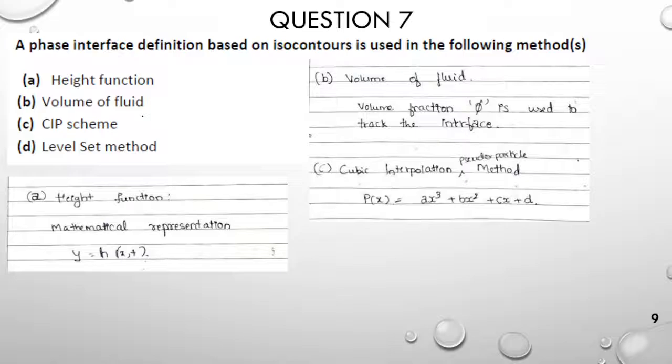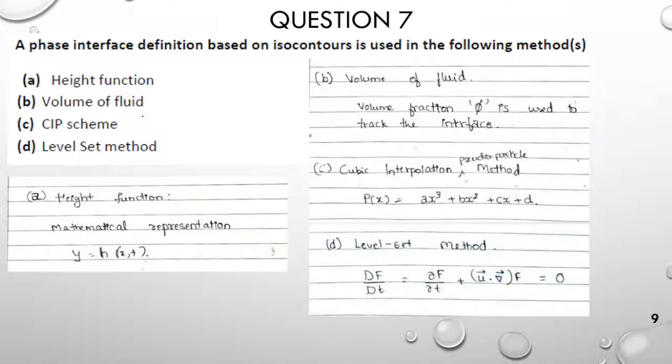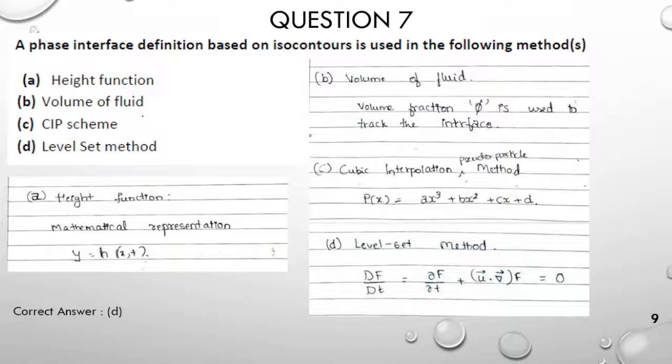Cubic interpolation, pseudo particle method. Here you have the CIP scheme, which is again a mathematical representation but using a cubical curve. So again it's a mathematical representation, and that is why it's not a correct option. And then you finally have the level set method, which I explained. You will get a constant value of f along that particular line, which we call a contour here, for 2D. So that's why option D, the last option, should be correct.